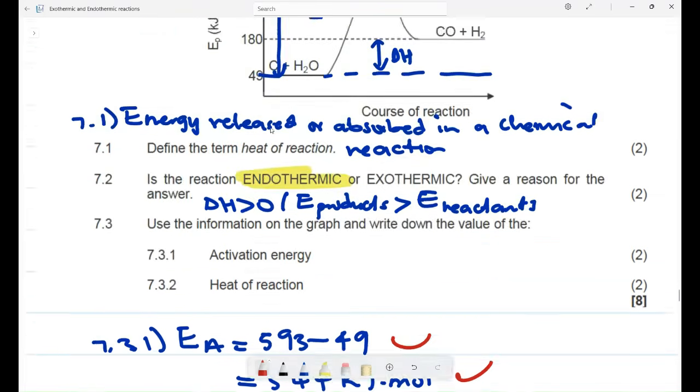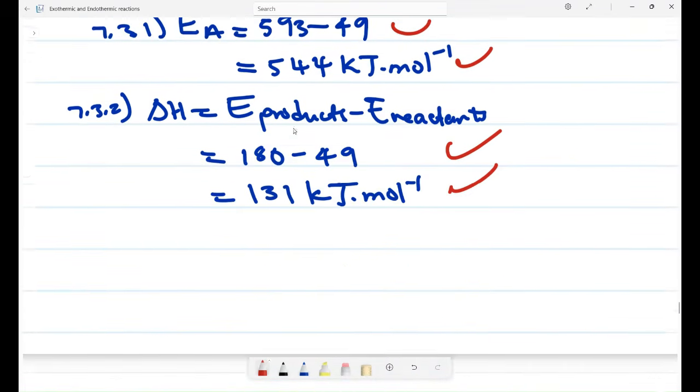Okay. So this was fairly easy. Now this topic is very easy, so you need to master it.